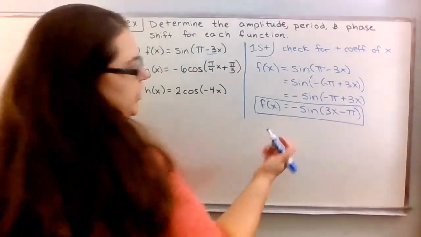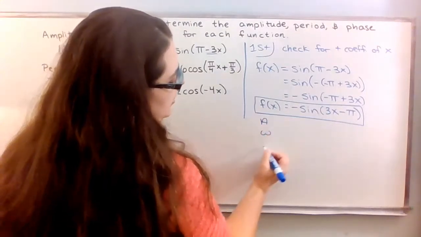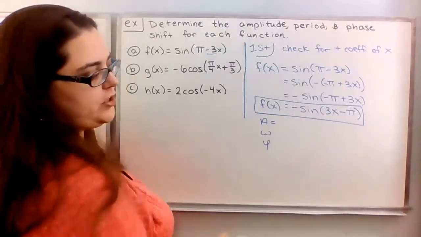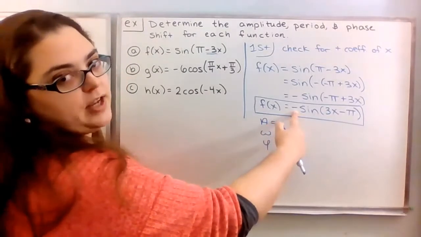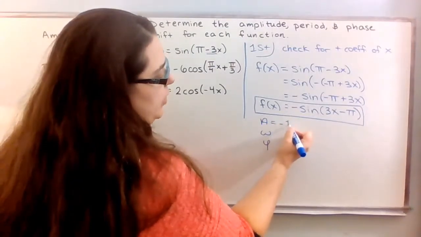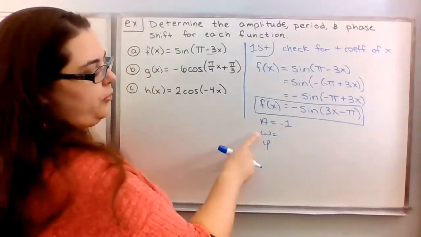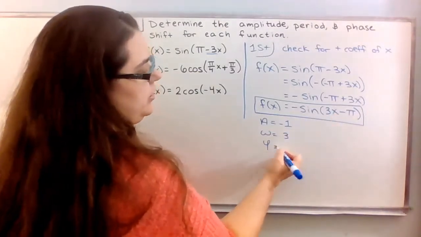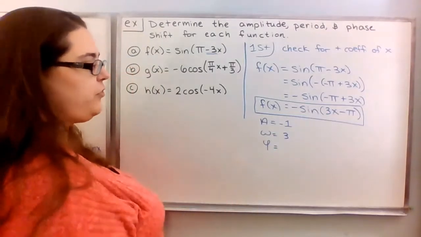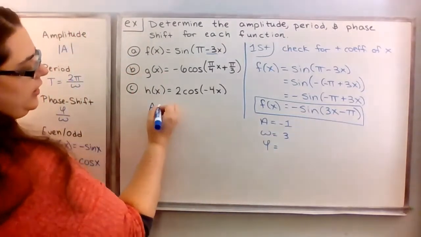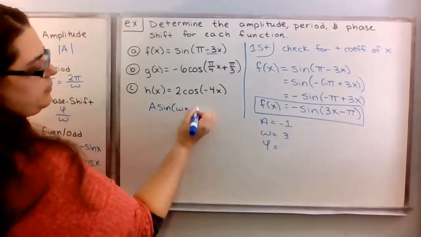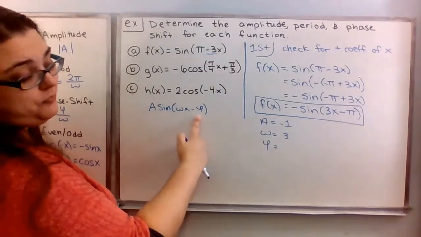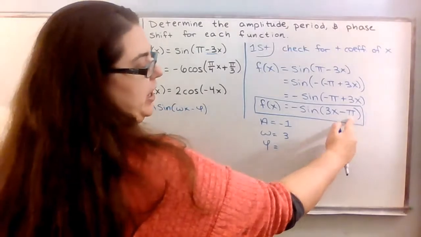So let's do that. So we have A, omega, and phi. A is going to be our coefficient of the whole trig function. Because there's a negative on the outside of this function now, A is going to be -1. Omega is our now positive coefficient of x, so that's going to be 3. And in our formula, we had A sine omega x minus phi. Notice that we're subtracting phi, not adding it. So that means phi is going to be pi.